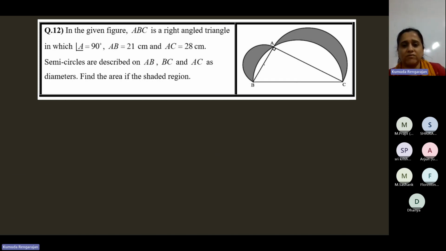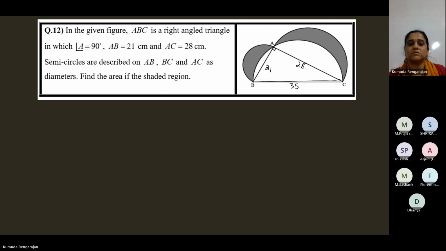This is 21, this is 28. So using Pythagoras theorem, you should find BC. BC is the square root of 784 plus 441, which is 35. This is 35 by Pythagoras theorem.